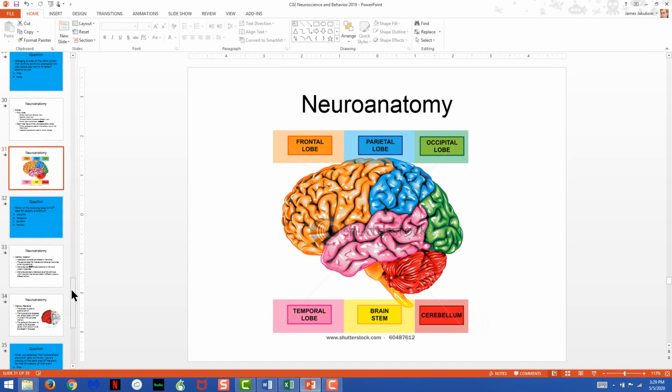Now, if we go to the opposite side and take a look at the frontal lobe, the frontal lobe is, of course, called the frontal lobe because it's in the front, and that's exactly where it is. It's one of the larger lobes overall.